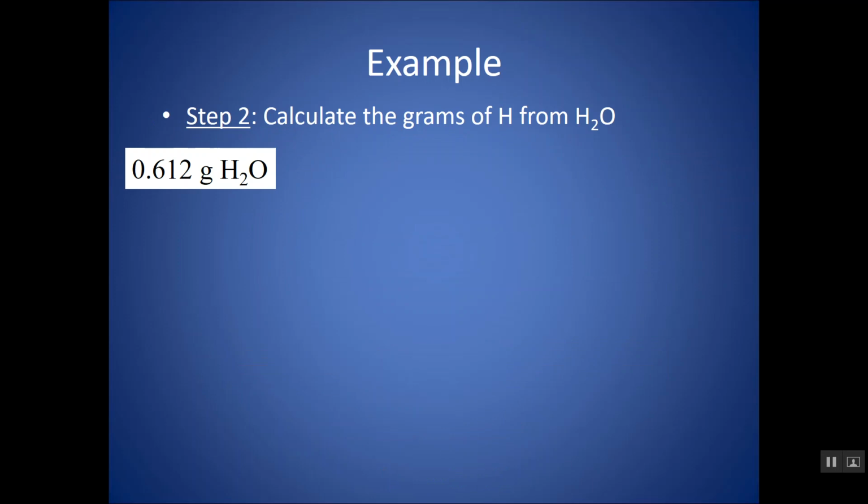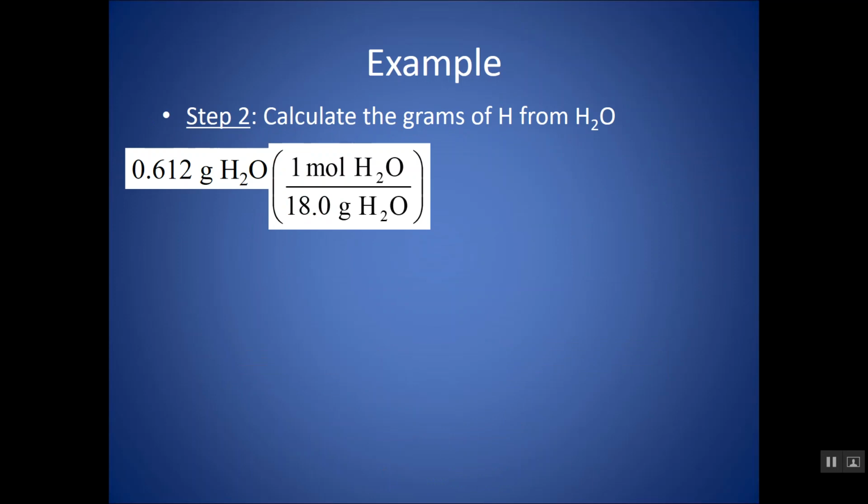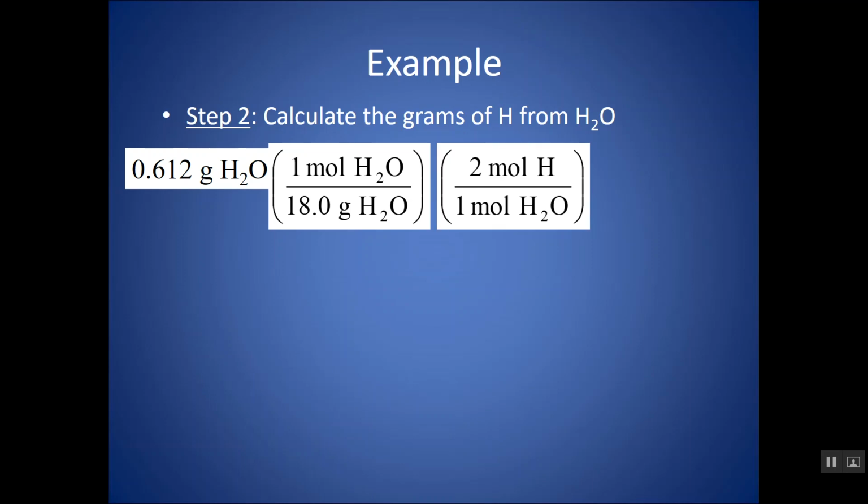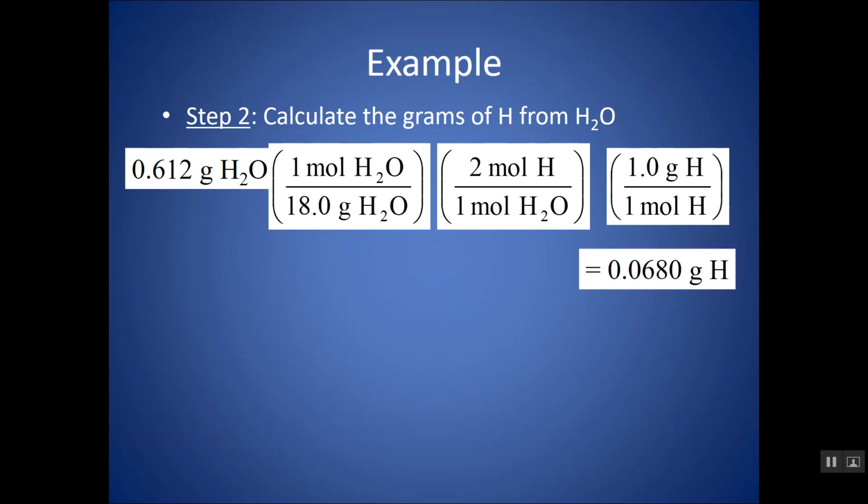Okay, so if I take my 0.612 grams of H2O, again, there's more than one way of doing this. I can mole this out to get moles of H2O, and then from moles of H2O, get moles of H. For every 1 H2O, there's 2 H's. And then I can mass this back out. For every 1 mole of H, there's 1 gram. And I get 0.0680 grams of H. But I find this more tedious.